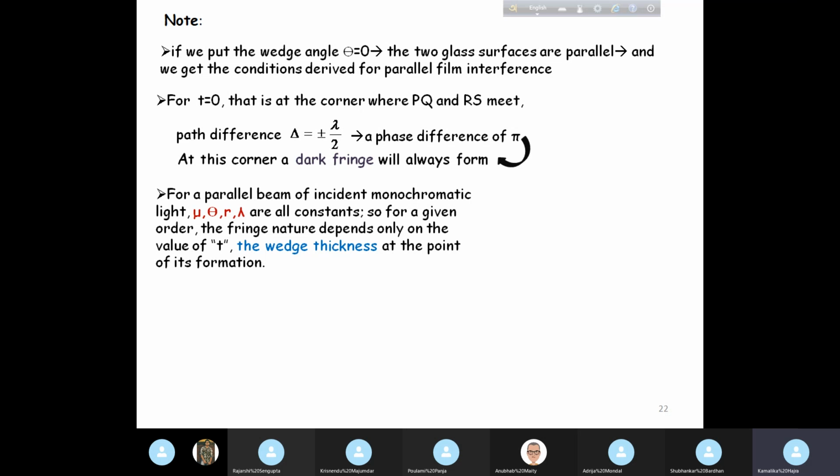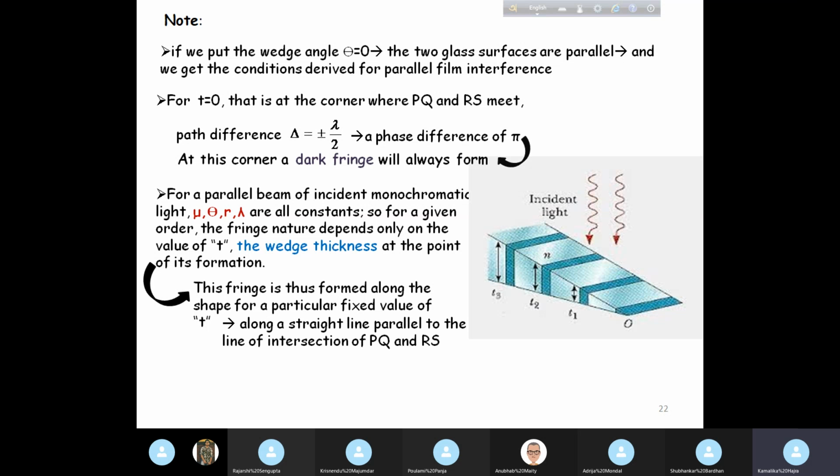This is what I was talking about. If we have a parallel beam of incident monochromatic light, then mu, theta, r and lambda are all constants, and therefore t, the wedge thickness at the point of formation, will decide the nature of the fringe. The fringe is formed along the shape for a given fixed value of t, and drawing a figure, this is the shape of the fringes. These are the incident rays, and we will get a given fringe for a given value of t, satisfying either the condition of darkness or the condition of brightness. This is how the fringes will form in a wedge shaped film.